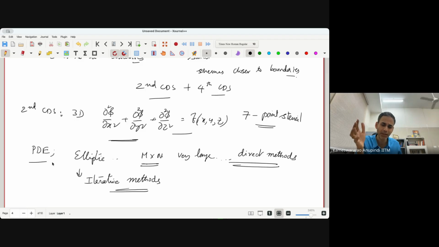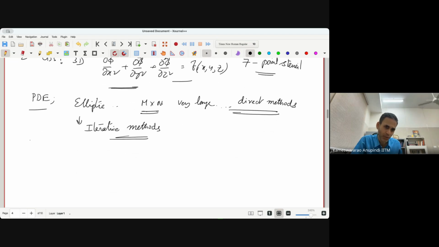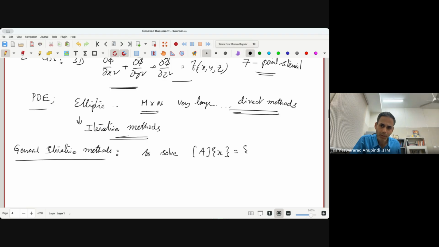for big sizes of the matrices, for big systems, we're going to switch to something known as iterative methods. So let us look at the general iterative methods, how they work and why they could be used instead of the direct methods. We want to develop these iterative methods to solve A times x equals b.